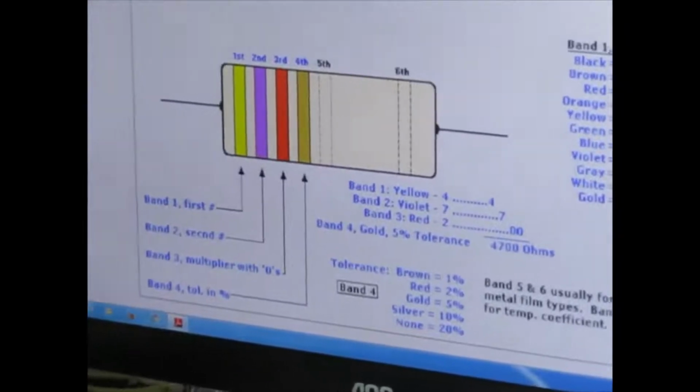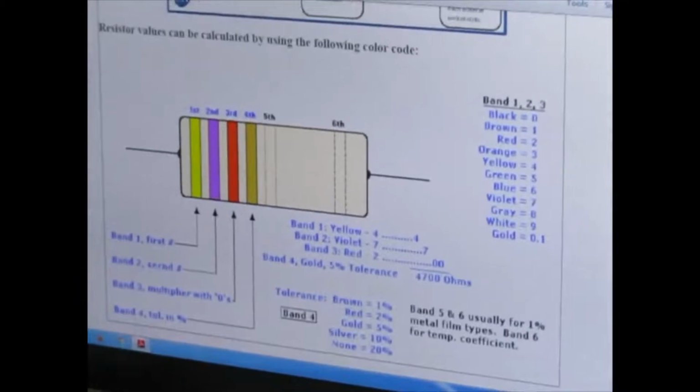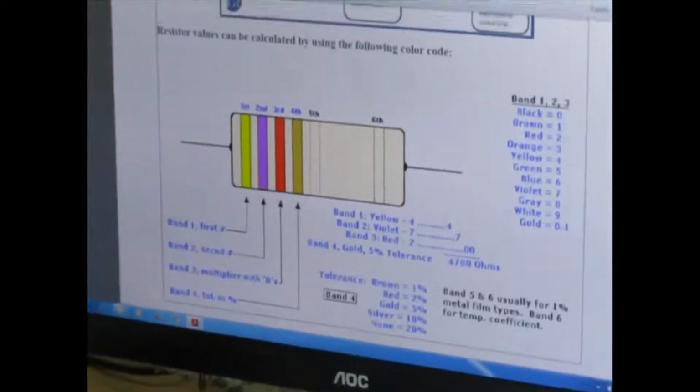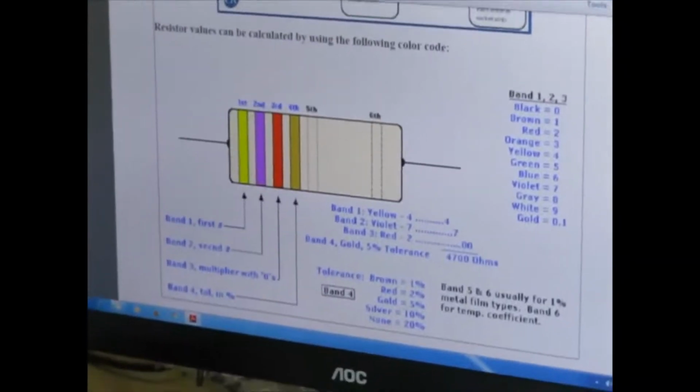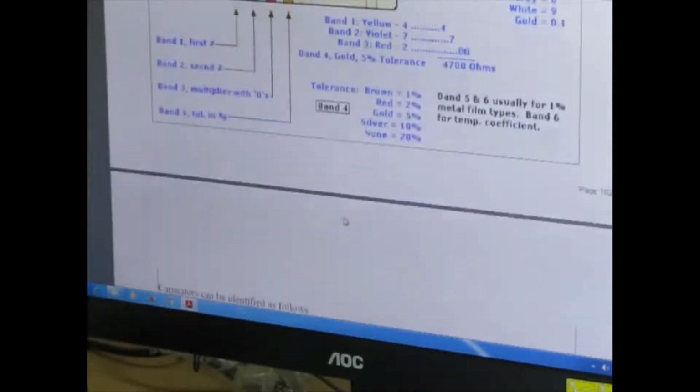The remaining one is the tolerance, which is band 4, in which brown is plus or minus 1%, red is plus or minus 2%, gold is plus or minus 5%. But in our laboratory, we don't bother about the tolerance, we only focus on band 1, band 2 and band 3.